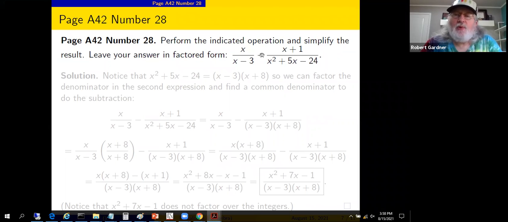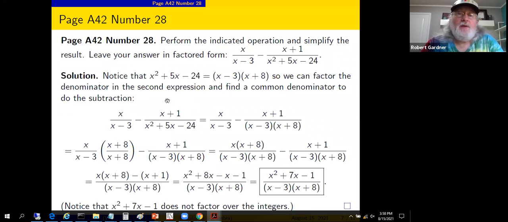Perform the indicated operation, it's subtraction this time, and simplify the result, leaving your answer in factored form. All right, first step was factor the denominators. No problem there. It's x minus 3, linear term, already factored. Maybe this factors. In fact, it does. Notice x squared plus 5x minus 24 factors as x minus 3 times x plus a.